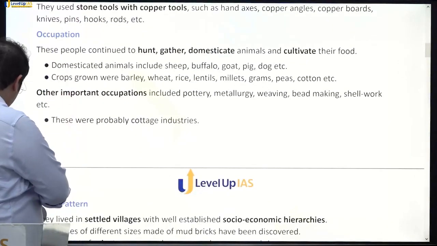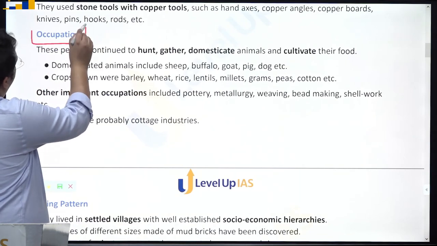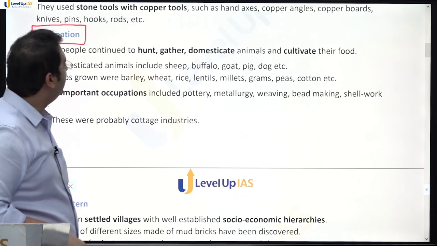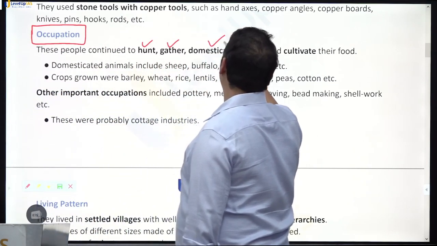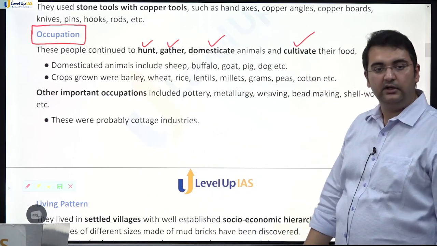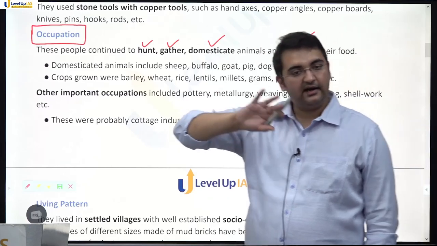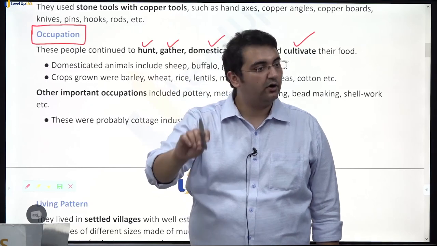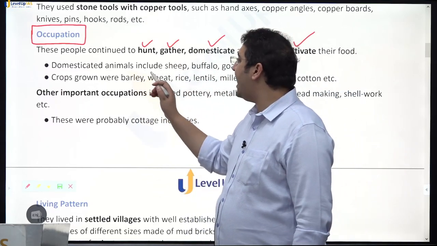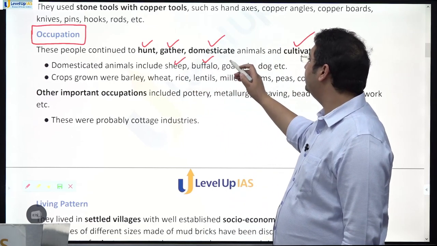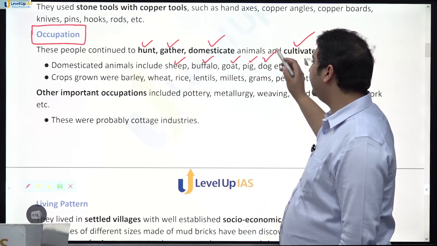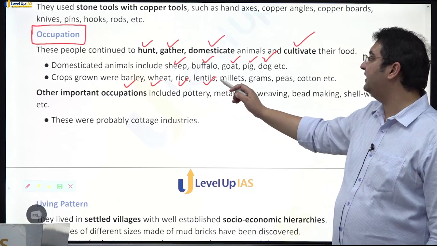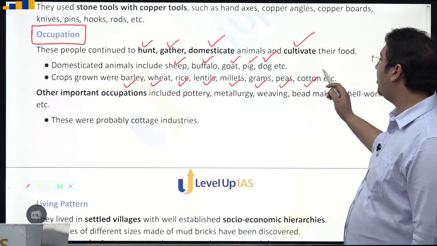What do you think happened to the occupational diversity? Would that remain the same or increase? That would also increase. People continued to hunt, gather, domesticate animals and cultivate their food. So with the beginning of agriculture, the other economic activities did not go out of fashion. They continued to remain an important part of the dietary makeup. Domesticated animals included buffalo, sheep, goat, pig, dog, etc. What were the crops that were grown? Barley, wheat, rice, lentils, millets, grams, peas, cotton, etc.